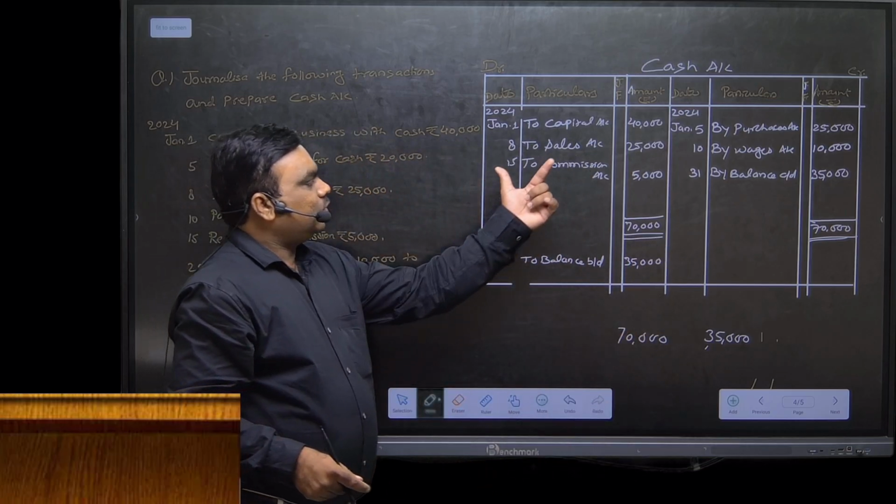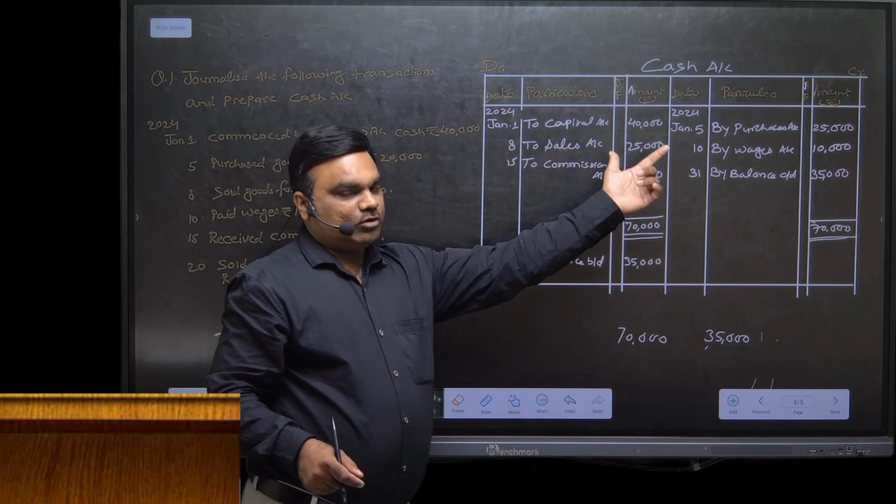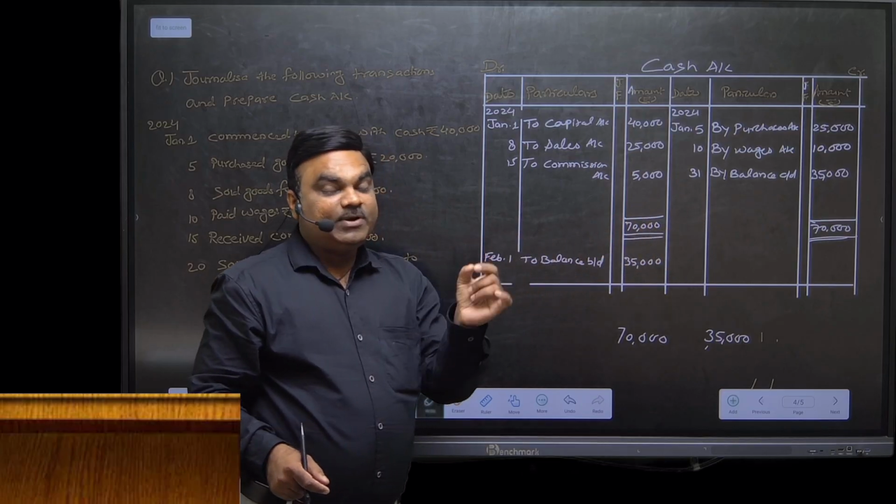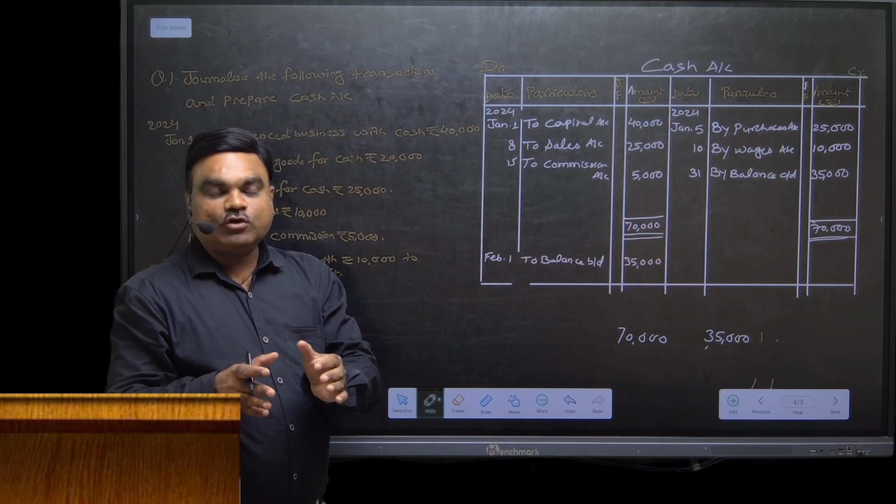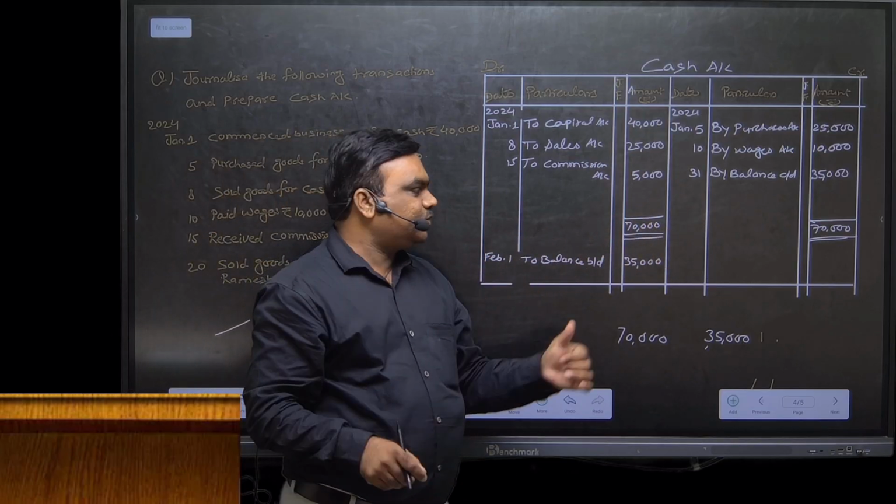So see, total of debit side is more than the total of credit side. This is called the debit balance in cash account, and cash account always shows a debit balance only.